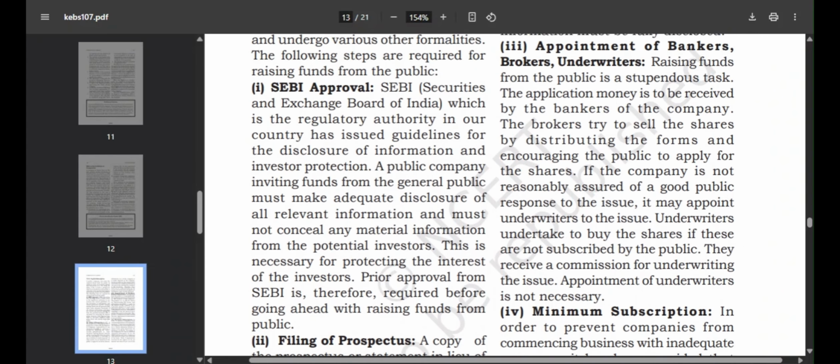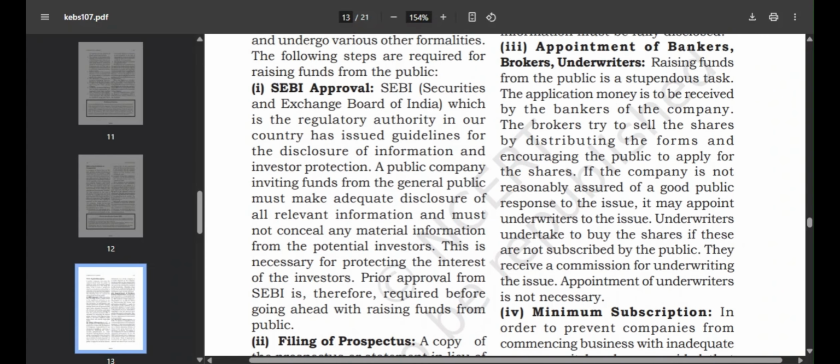Then you have appointment of bankers, brokers, and underwriters. Bankers are those who receive the application money. The application money is to be received by the bankers of the company. Brokers try to sell the shares by distributing forms and encouraging the public to apply for the shares. That is the function of bankers and brokers.